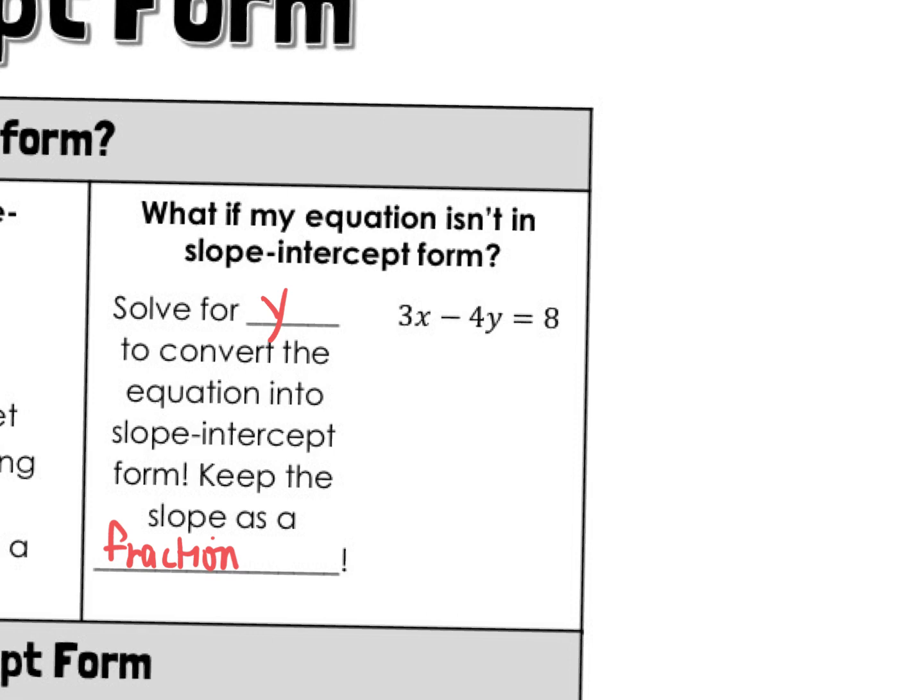So we're going to get y by itself. So we're going to move the 3x to the other side of the equal sign where it becomes negative. So now we have 4y equals negative 3x plus 8. Y is still not by itself, so we're going to divide everything by 4. Y equals negative 3/4 x plus 2, where negative 3/4 is the slope, and 2 is the y-intercept.